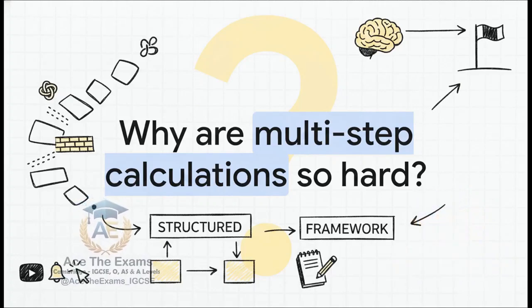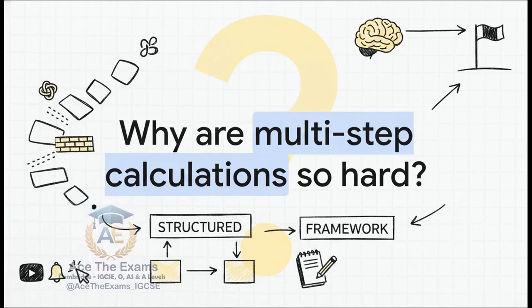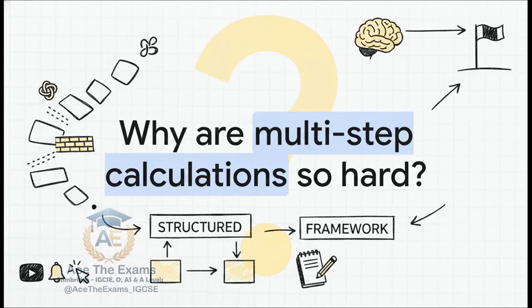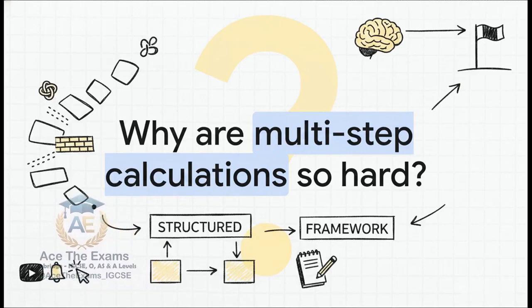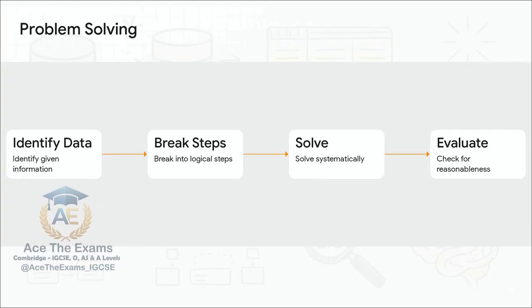Okay, so why do students find multi-step calculations so impossibly hard? Well, it's because our brains naturally want to jump straight to the finish line. The real culprit is the lack of a structured communication framework. Students can often see the right answer in their head, but they completely fail to document the journey to get there. Let's fix that right now.